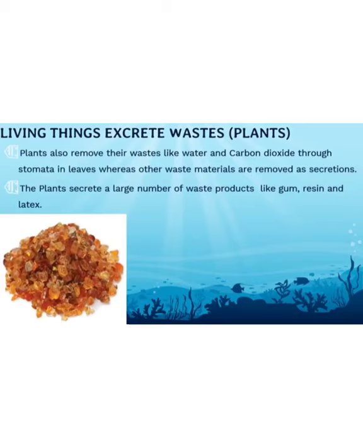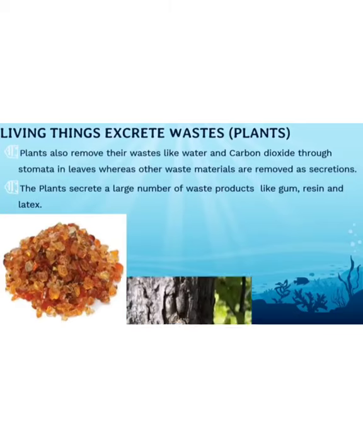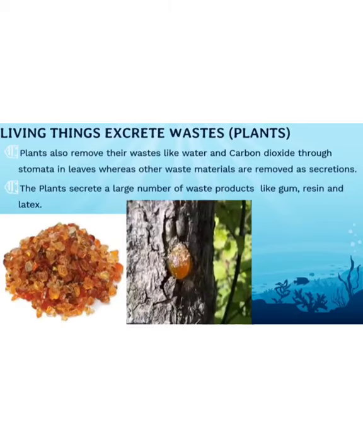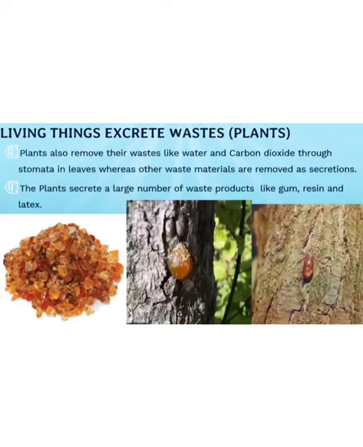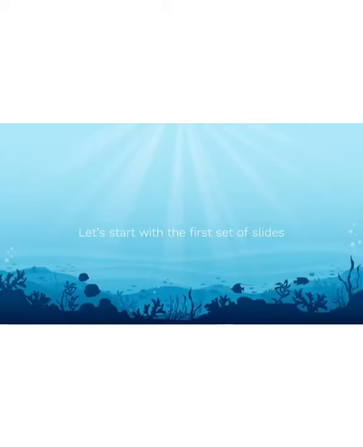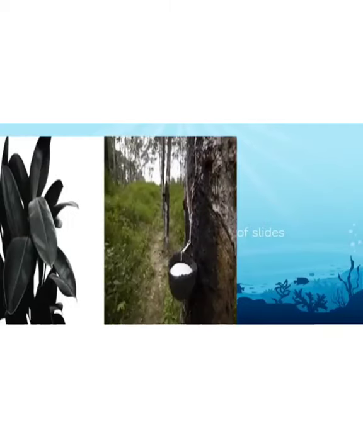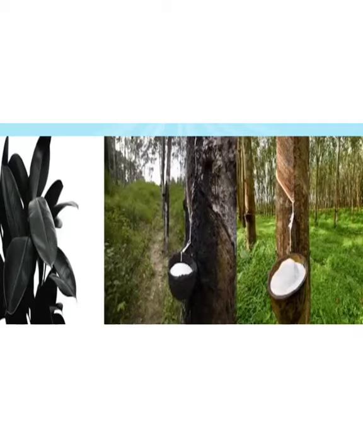Some plants remove their waste products as secretions. The plants secrete a large number of waste products like gum, resin, and latex. Latex is a waste product of the rubber tree. This product is very useful and used in industries for making rubber. These plant wastes are useful to human beings.